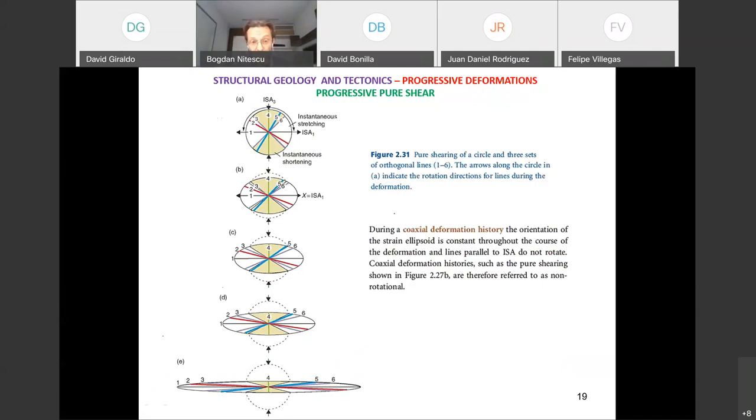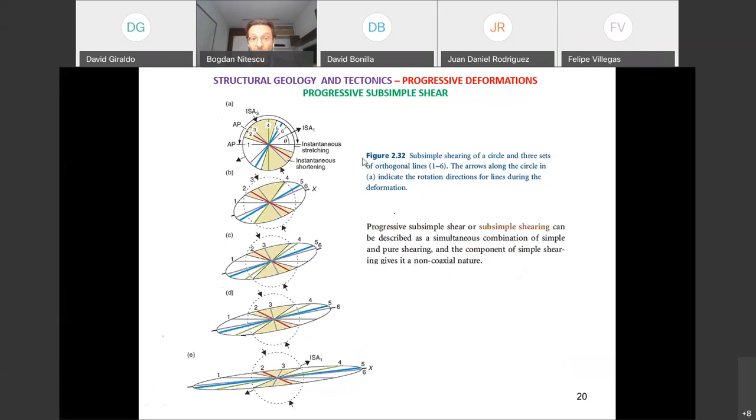And then finally, there is something that is a combination of the two, a combination of simple shear and pure shear, and it's called subsimple shear. Just for you to have an idea. You don't have to memorize these things. Not at all. Don't worry about this.